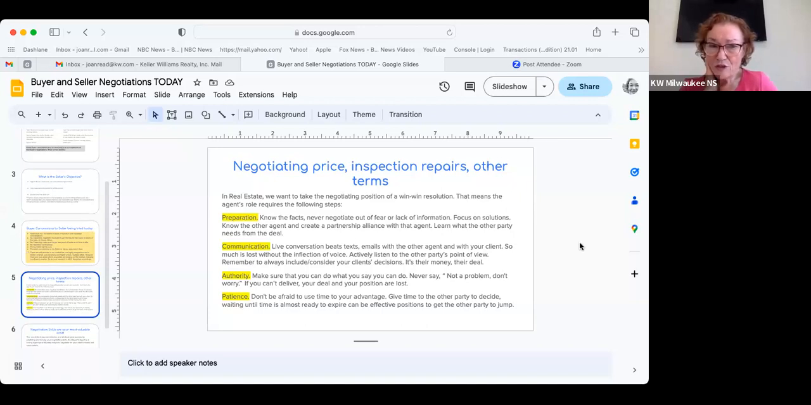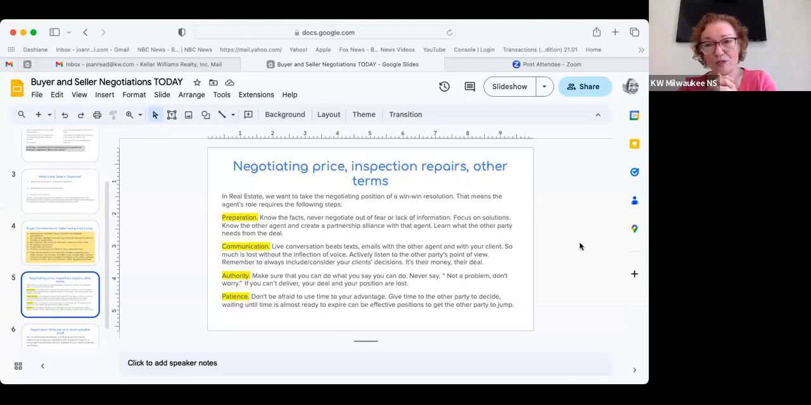But be prepared to know everything about the other agent, know everything about what the other party needs from their deal, and create an alliance with that other agent. Never go in like a force to be reckoned with and assert your position and then take a stand. That's called win-lose negotiating. Go in as a partner, go in as a collaborator with the other agent, and see if you two can come up with a resolution that will satisfy both your clients.